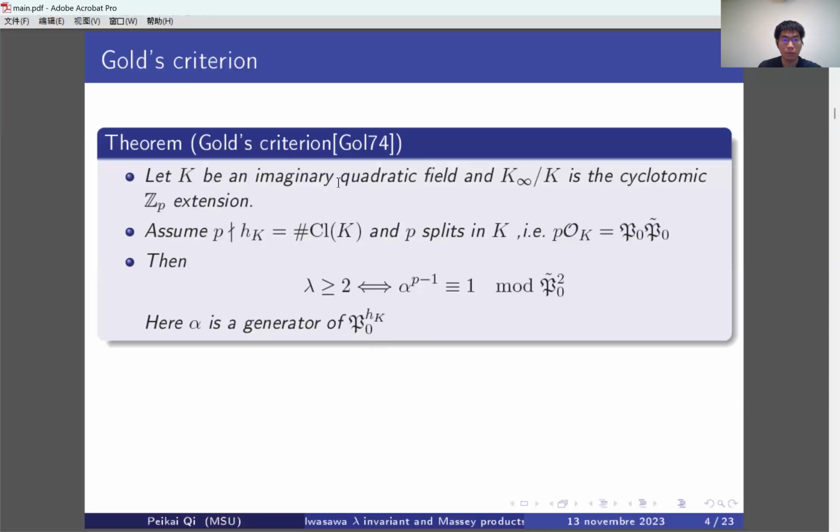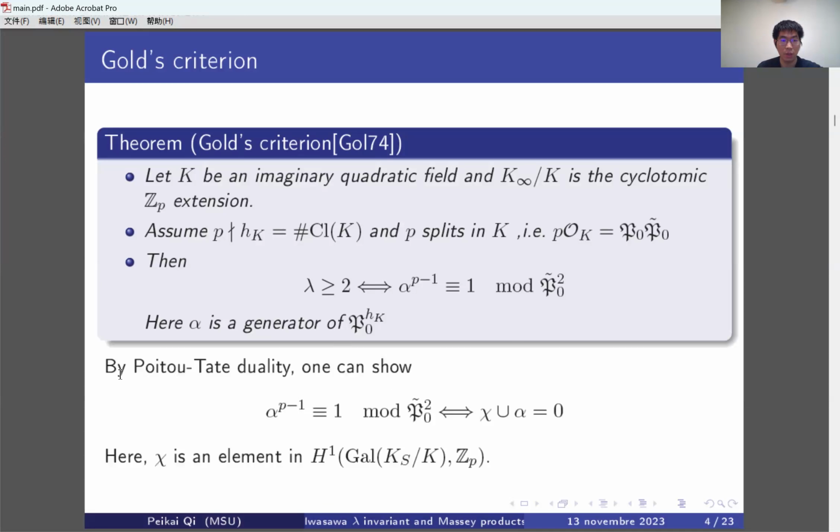Gauss's criterion gives us a way to see when lambda will be greater than or equal to 2, and he also constructed many examples with lambda greater than 2 by using this numerical criterion. An expert in group cohomology can recognize that this equivalent relationship is just some cup product. By using Poitou-Tate duality, I can show the numerical criterion proved by Gauss is actually equivalent to a cup product. Here, chi_K is just one element in H^1. Alpha is the same alpha as before, a generator of this principal ideal.